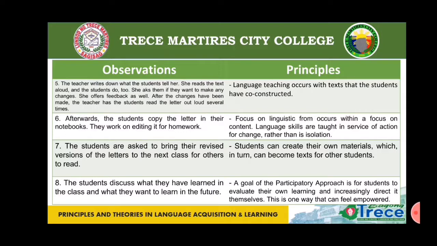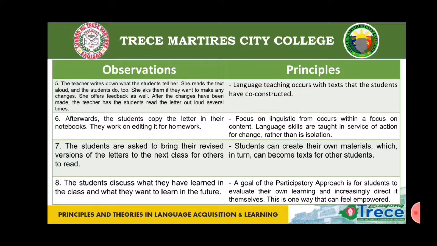So, the next is, the students are asked to bring their revised versions of the letters to the next class for others to read. Principle: students can create their own materials, which in turn can become text for other students. So, to this, willing tayo na mag-revise, especially those students to revise versions of their letters, kasi mas maganda pa rin we have an originality. Yung original mong ginawa. Kasi having a letter, mas maganda pa rin kung ikaw mismo yung gagawa para mababasa ng iba kung ano-ano yung mga letters na ginawa nyo.